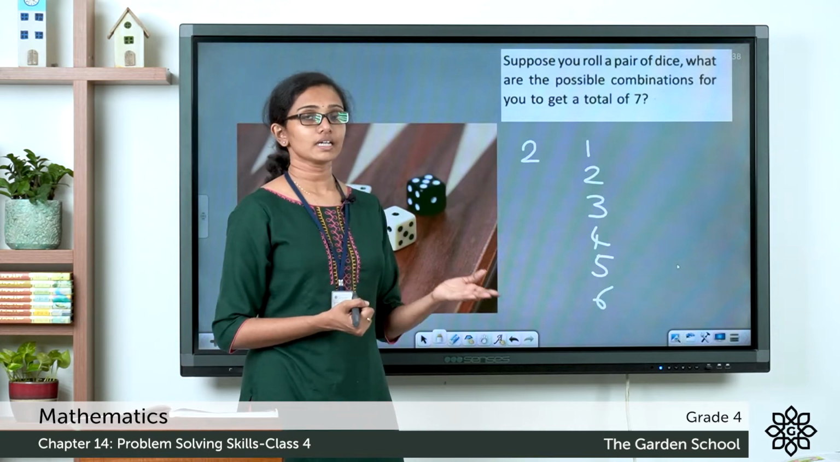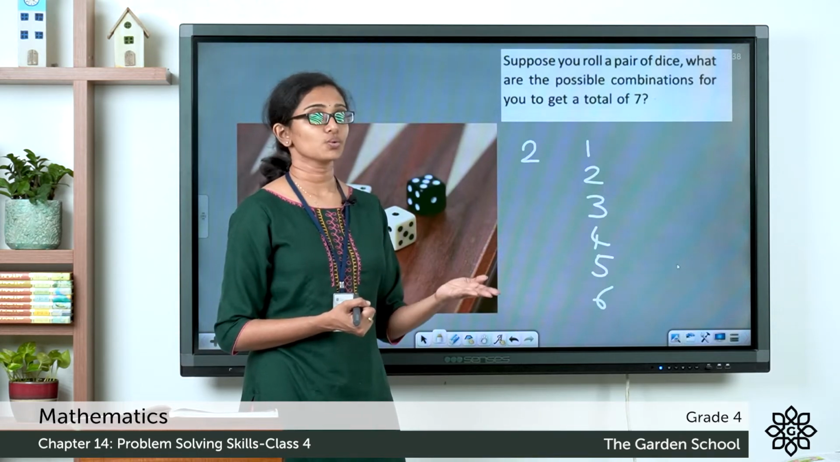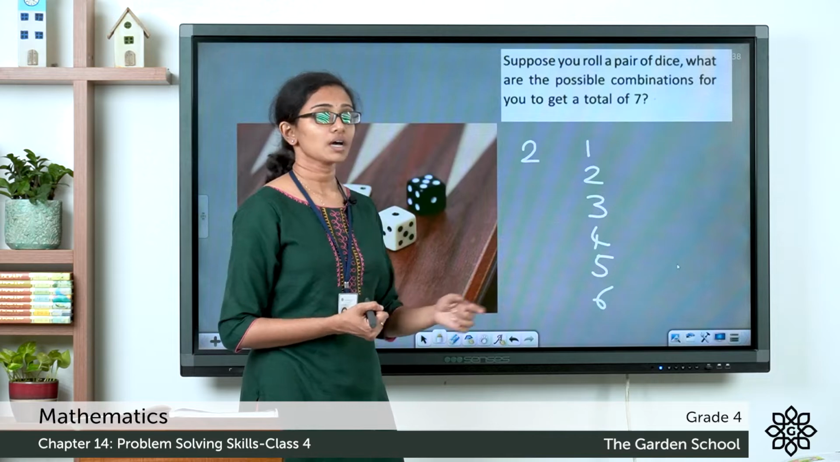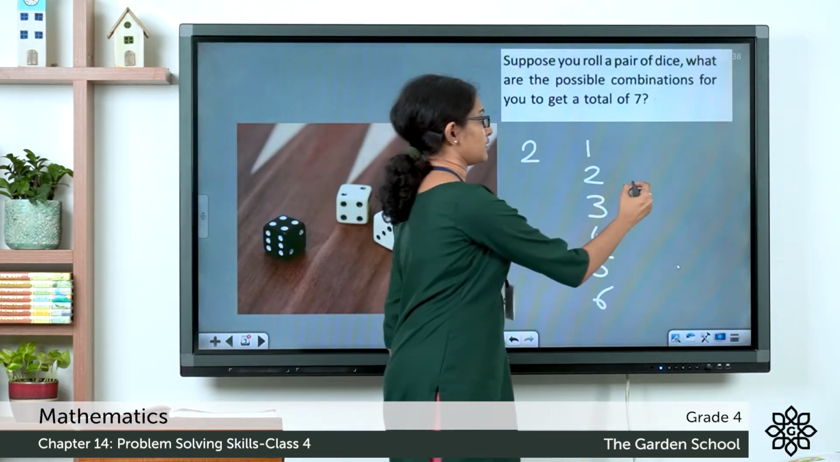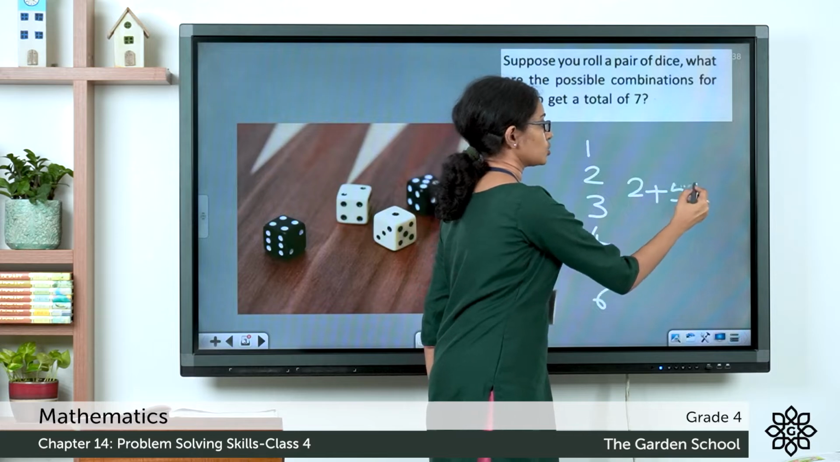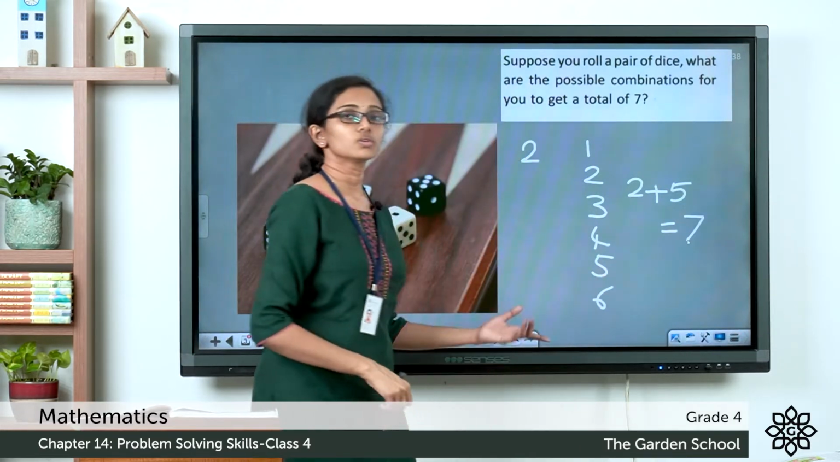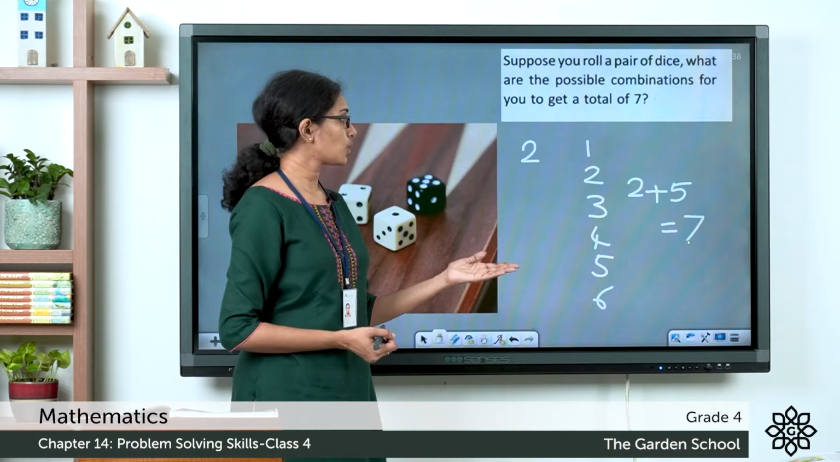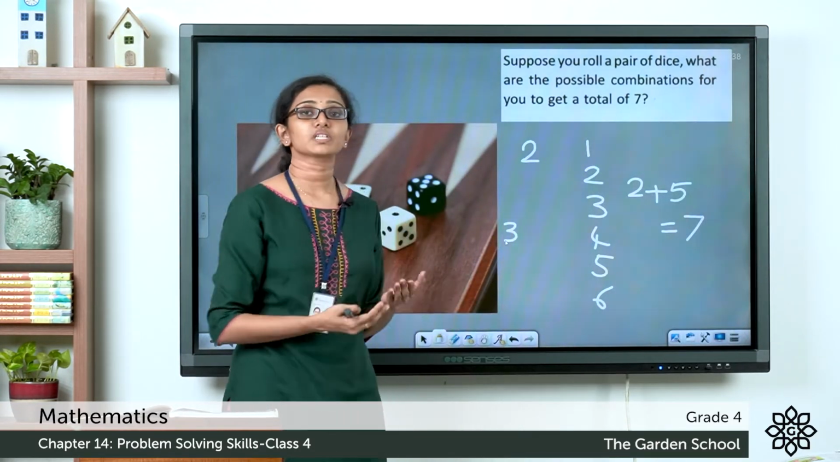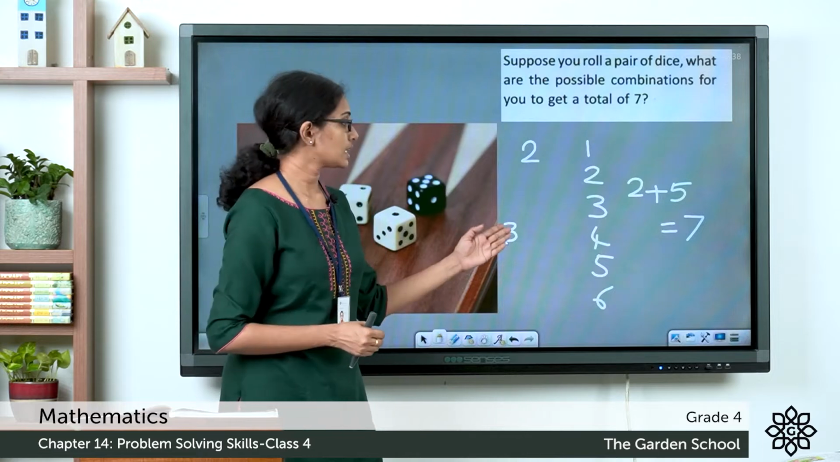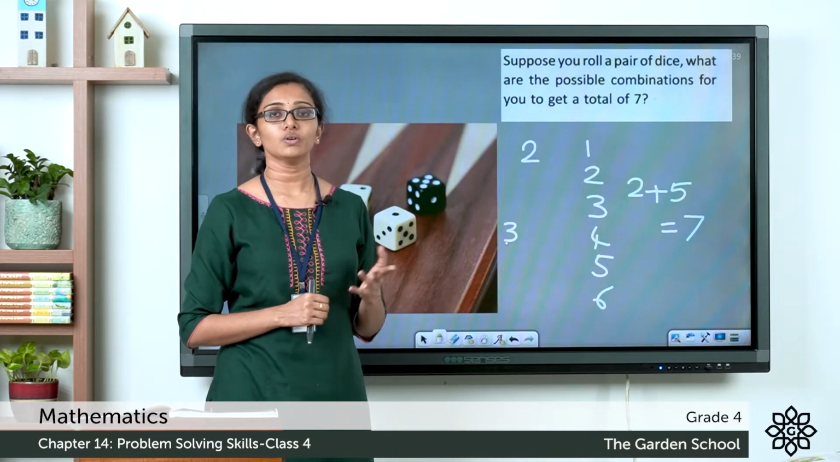What about 2 plus 6? It is 8. So here in this case, when one die has 2 on it and the other die has 5 on it, you'll get a total of 7. So this combination 2 plus 5 will also give you 7. Now what if on one die it was 3? What combination will give you a total of 7? 3 plus 4 will give you 7.